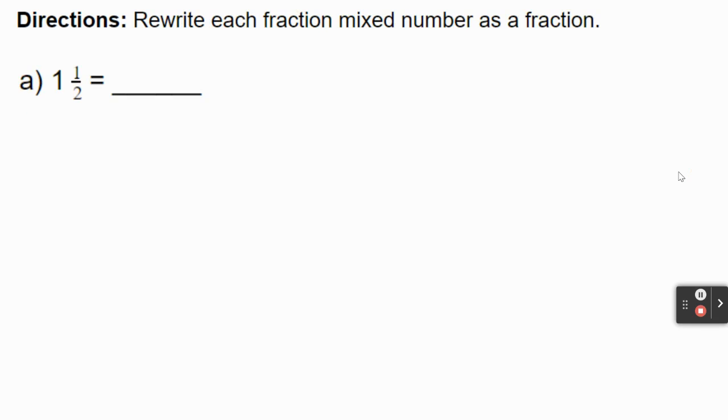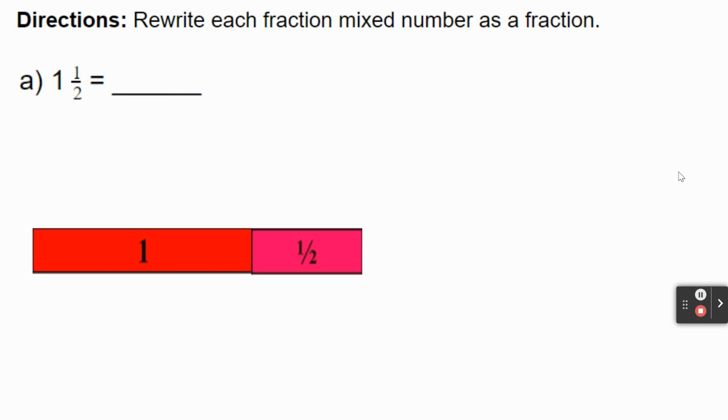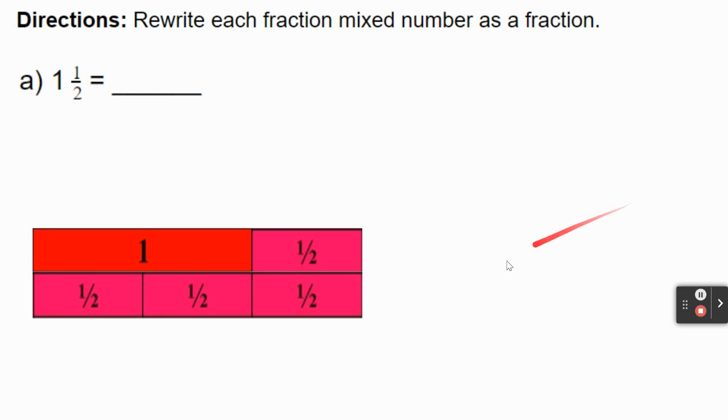Now let's try it the other way. We have 1 and 1/2, and we're going to rewrite this as a fraction greater than 1. So here we have 1 whole and 1/2 left over. If we used 1/2 size pieces, we're going to count to see how many we need. Well, here we need 1, 2 half-size pieces to make 1 whole, and then a third one to match the 1 and 1/2. So we've used a total of 1, 2, 3 1/2 size pieces, or 3 halves. So 1 and 1/2 is equivalent to 3 halves.